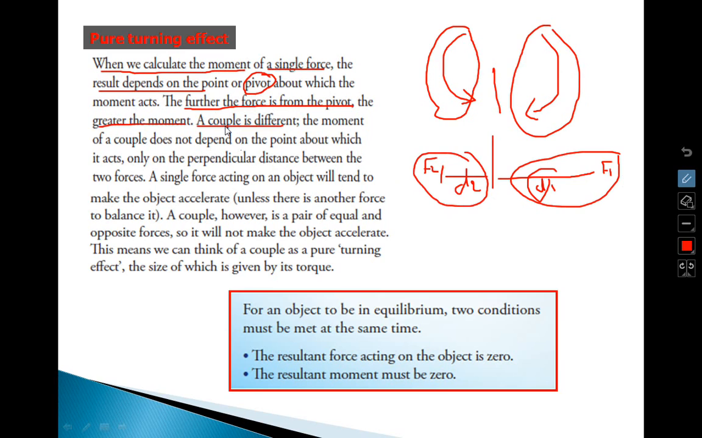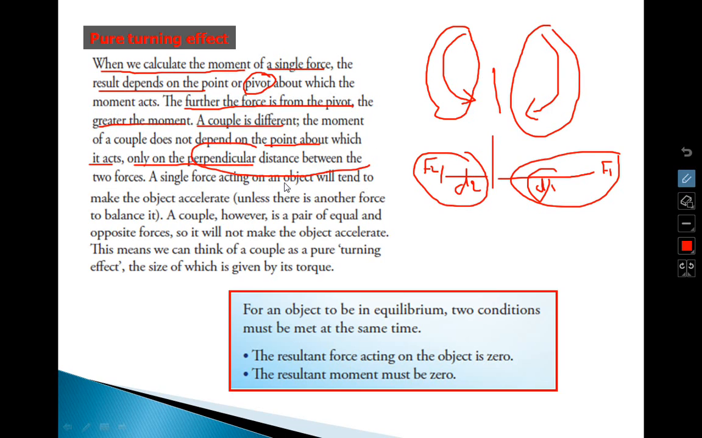In a couple it is different. If we have a couple of forces, it is different. The moment of a couple doesn't depend on the point about which it acts. The moment does not depend on the pivot here, but only on the perpendicular distance between the two forces.